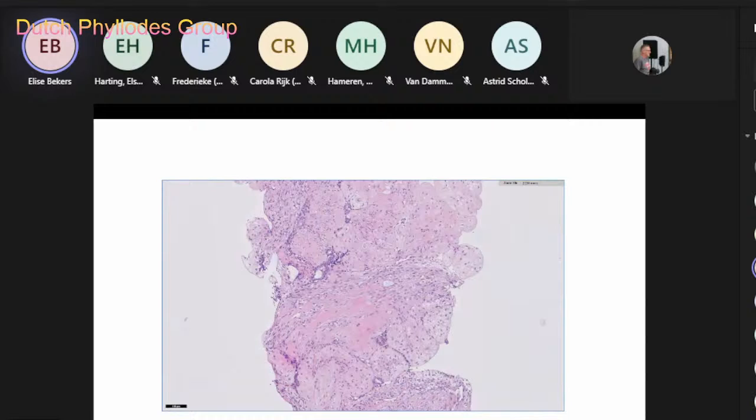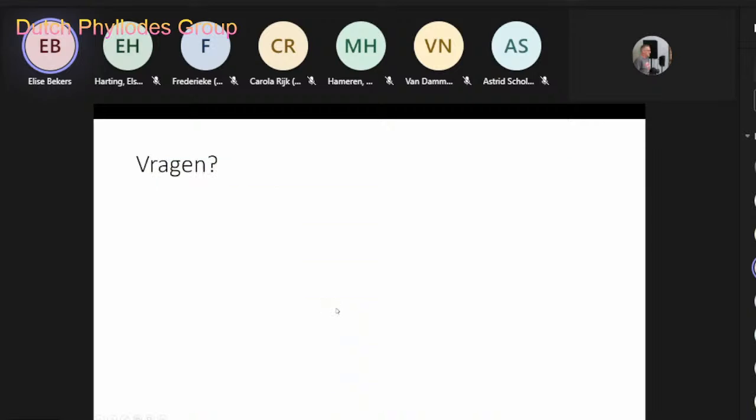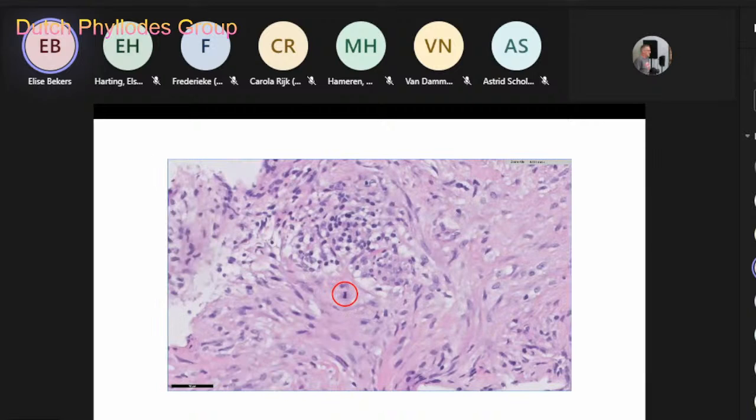Again, an example, where here there are more cells, and then you have areas where there's almost no cells, and then it's more cells again. And also in this biopsy you had a mitosis figure, so this is also a clue. So these are the things that pathologists look at, and obviously Phyllodes is quite a difficult diagnosis to make.